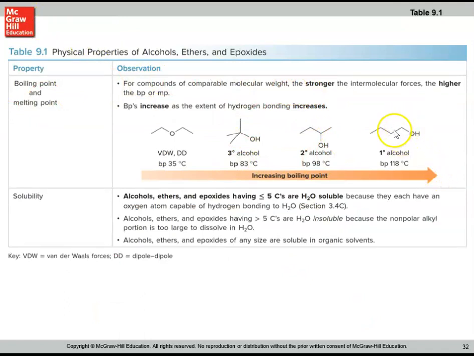Just as an example, these all have 4 carbons in them, but with the primary alcohol we would get 118 degrees as the boiling point. Because we have this more substituted alcohol, the secondary, we have more steric hindrance. That drops to 98, so about a 20-degree difference. We go to a tertiary and we lose another 15-ish degrees. So there's a reduction in the ability to hydrogen bond here.